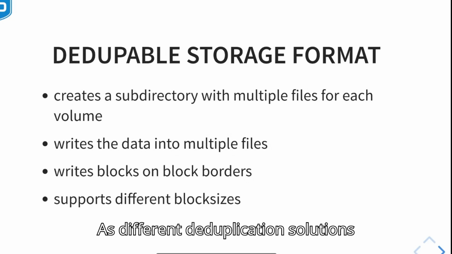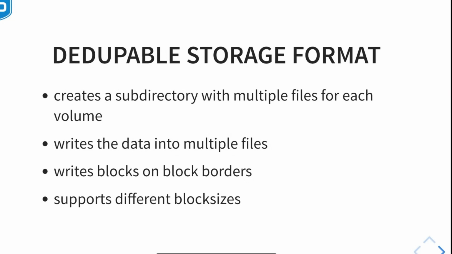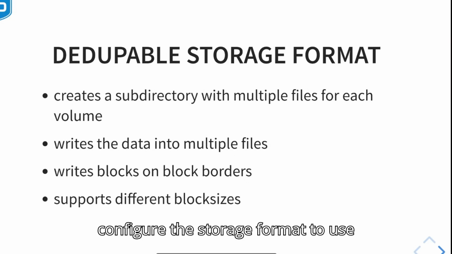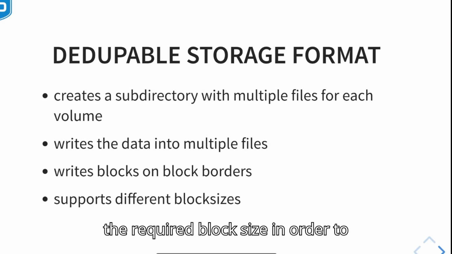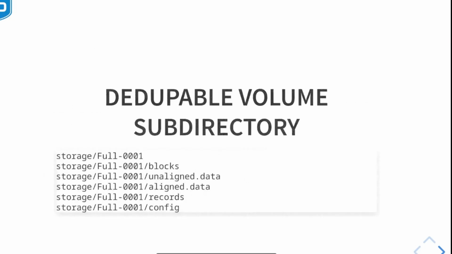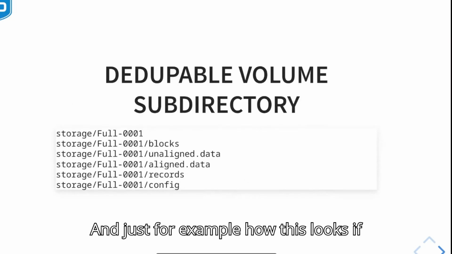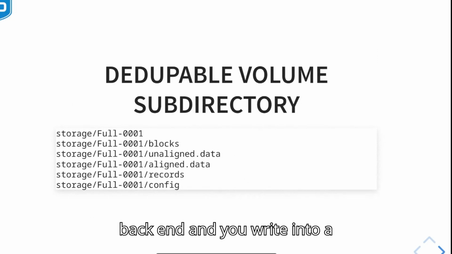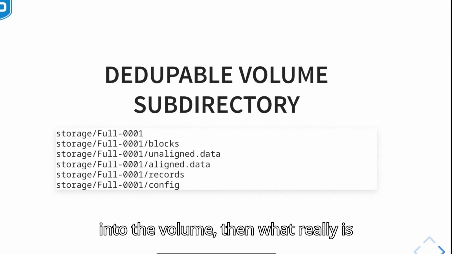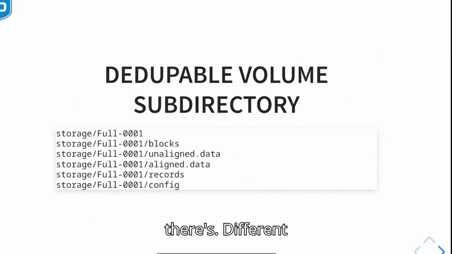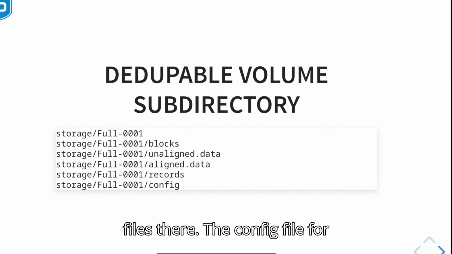As different deduplication solutions use different block sizes, we also can configure the storage format to use the required block size in order to optimally be able to be deduped. And here's, for example, how this looks. If you use the dedupable backend and you write into the volume, then what really is written onto disk looks like this. So there's different files there.